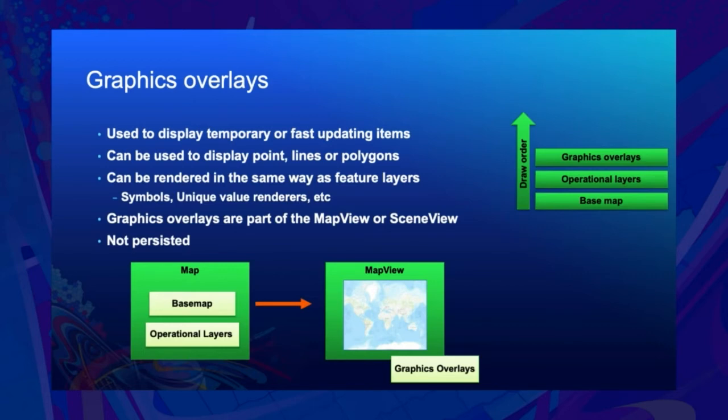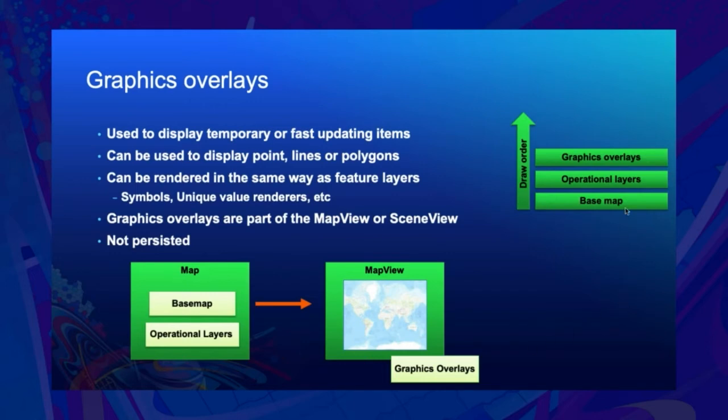Now they can be used for displaying points, lines or polygon data, and they can be rendered in exactly the same way as your feature layers. So the symbols and the renderers that you're familiar with can all be used in graphics overlays. Now it's worth noting that graphics overlays are part of the map view or the scene view. They're not part of the map and the scene, and the reason for this is they're not persisted. So a map which contains a base map and operational layers can be saved in ArcGIS Online. Graphics overlays are just temporary information. They're in-memory information that you are responsible for maintaining the contents of.